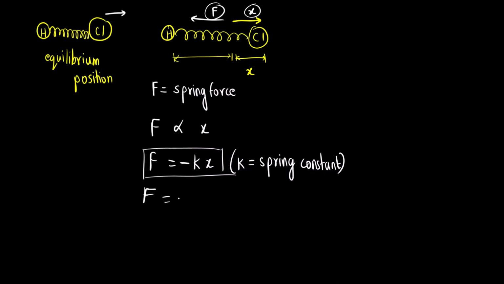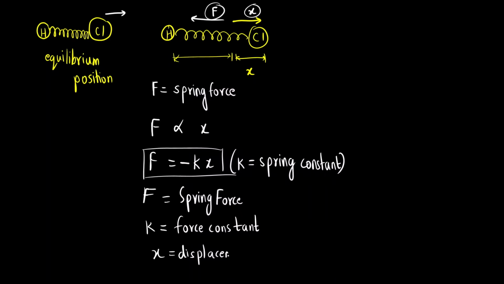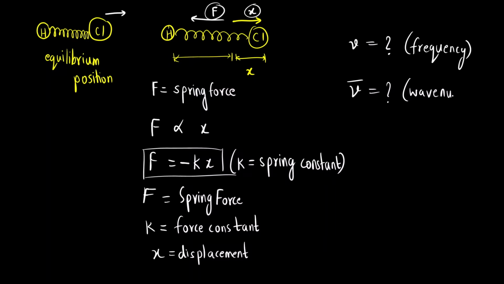What is F? F is the spring force. K is the force constant. And x is the displacement. Now what we have to do is derive the equation for the frequency. Nu is the frequency. And also we have to derive the equation that will be useful for us in infrared spectroscopy, that is, for the wave number. So let us start.